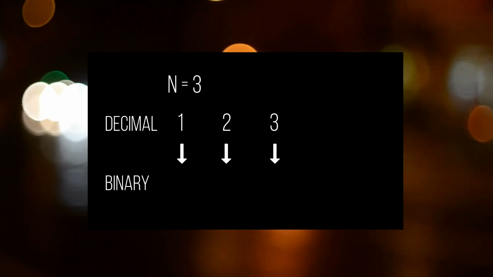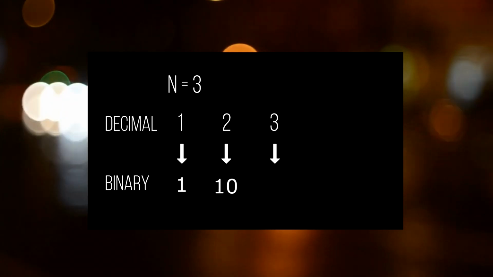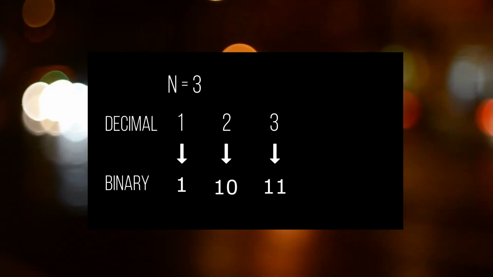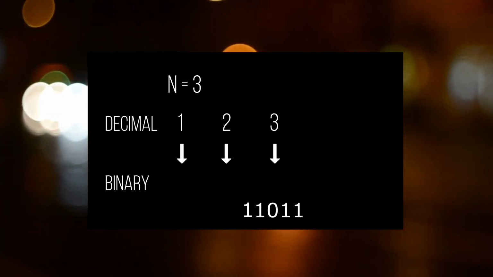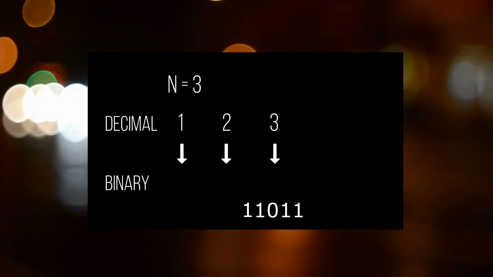What does this mean? If we get n as 3, let's take the binary representations from 1 to 3. Binary representation of 1 is 1, of 2 is 1 0, and 3 is 1 1. Concatenating these, you will get 1 1 0 1 1. Now we need to convert this longer binary string in decimal format. This binary string is basically 27 in decimal system, so we just need to return that.